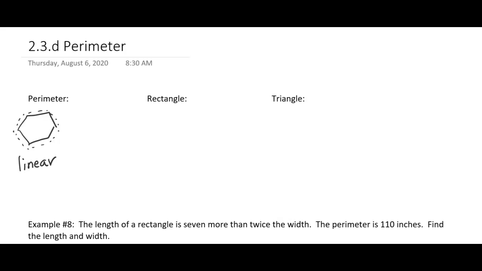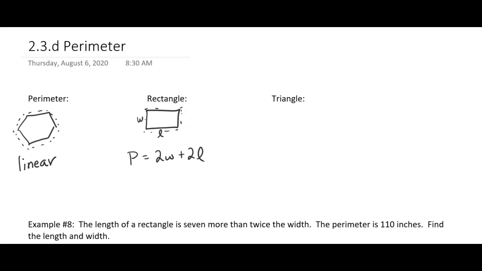Okay, so in a rectangle, say you have a rectangular pool, it's measured in width and length. And so for the perimeter, you're going to have to go the distance around, right? So the perimeter is equal to twice the width plus twice the length. That's the formula for the perimeter of a rectangle.